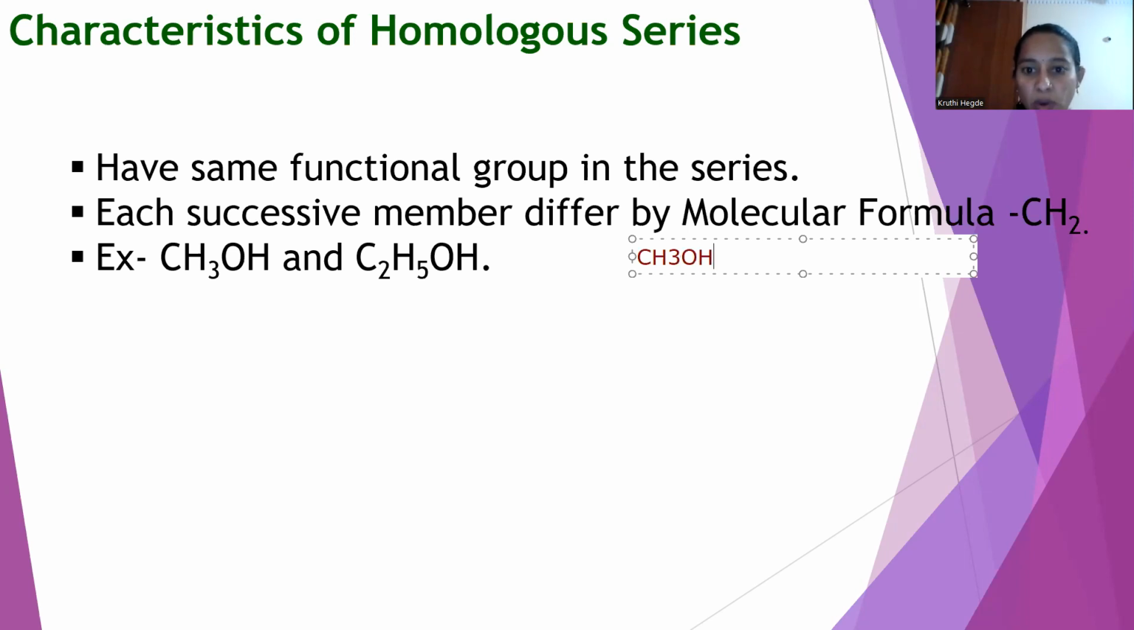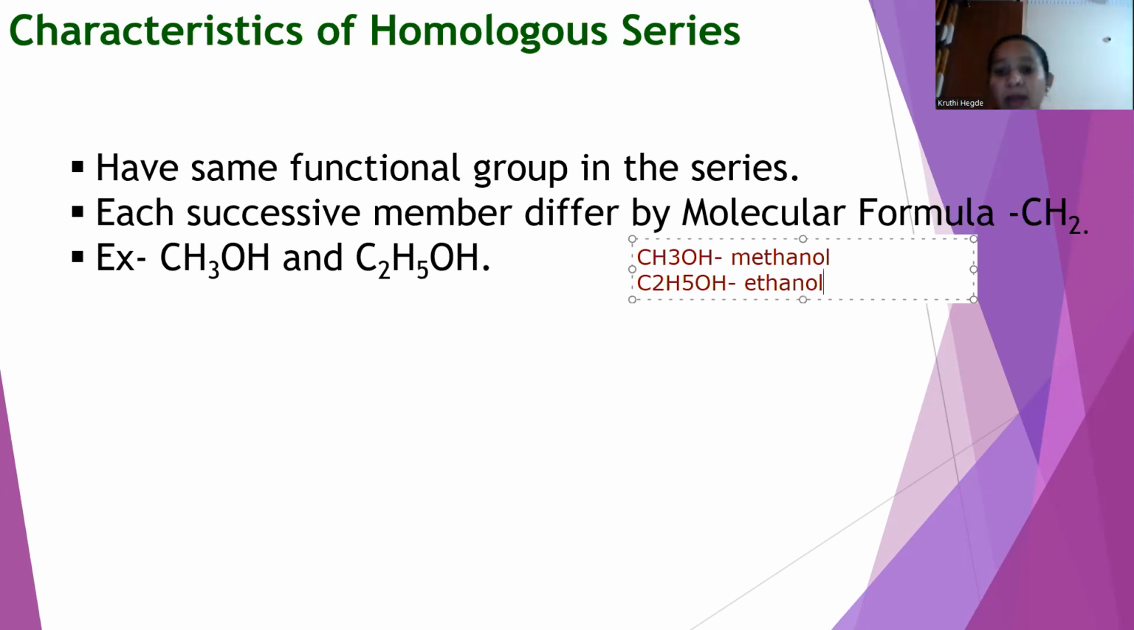CH3OH, another one is C2H5OH. Here, the first one is methanol, and the second one is ethanol. If you see the difference between these two, the OH cancels each other.